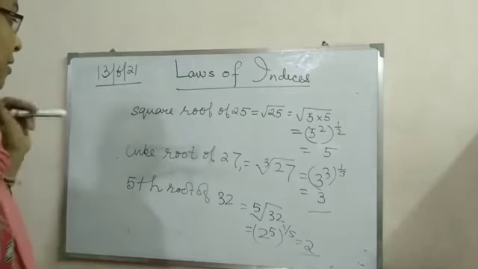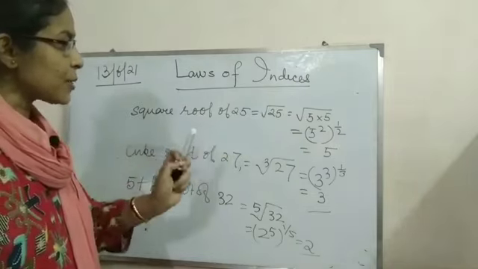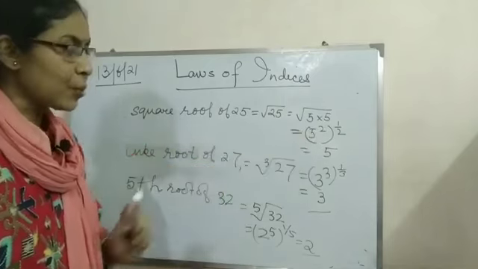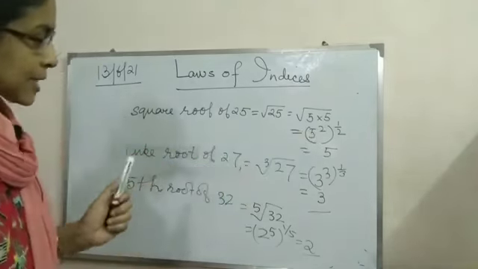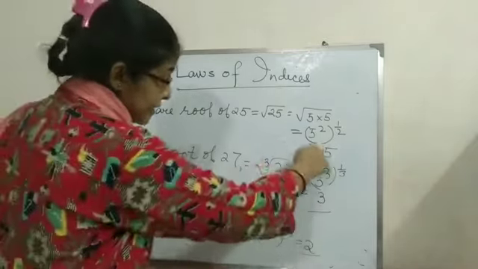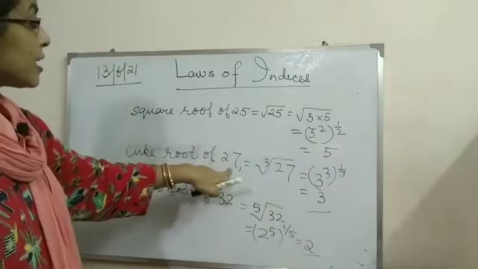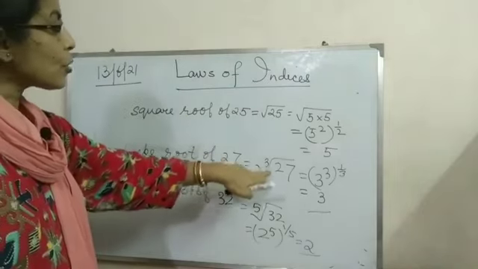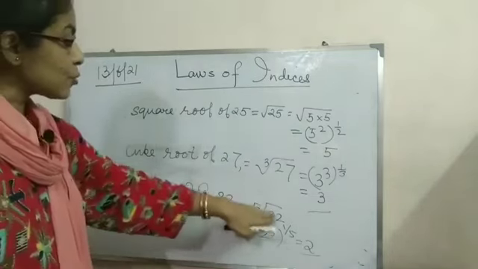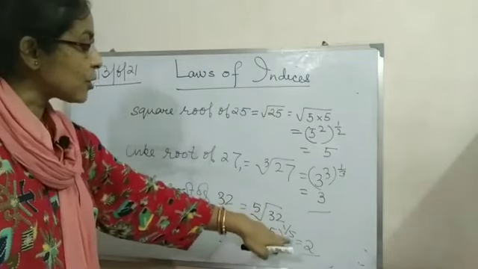Next point is, if I say square root of 25, then I can write it in this way: root 25 equals root over 5 into 5 equals 5 square to the power half equals 5. After some time, I will explain how we get this. And the cube root of 27 is 3. And the fifth root of 32 can be written as 2 to the power 5, whole to the power 1 by 5, equals 2.